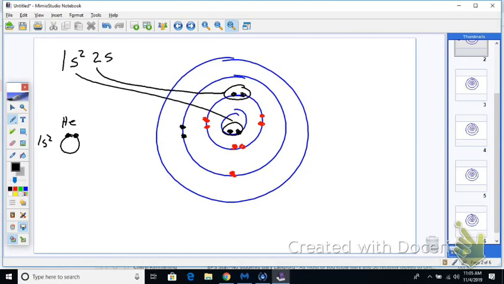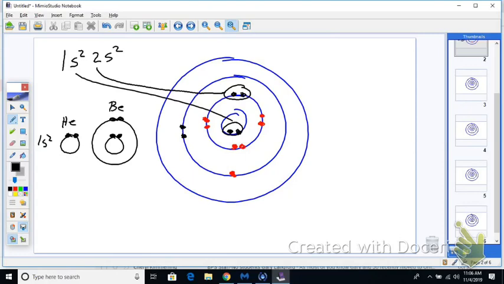Because the first level has S's, the second level has S's and P's, the third level has S's, P's, and D's. So they always start with the S's. So electrons always go to the S's first. That's the first place they'll go. Once the S sublevel is filled within a level, then they have to go somewhere else. They can't stay. So there's 2 in there. So this is the electron configuration for beryllium. Wow, crazy concept. Here's beryllium.